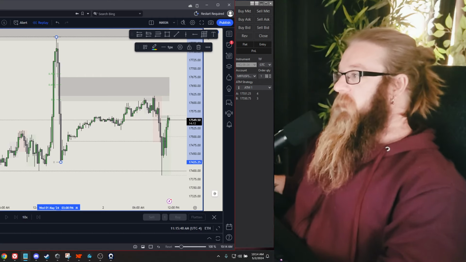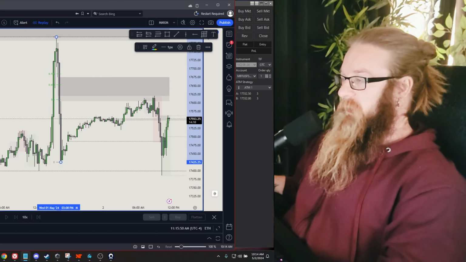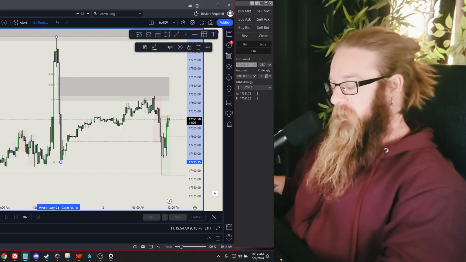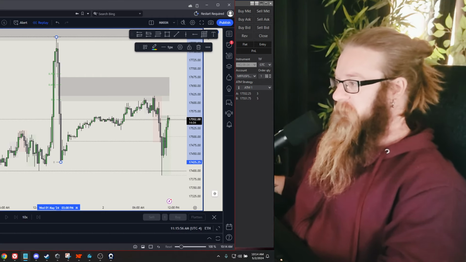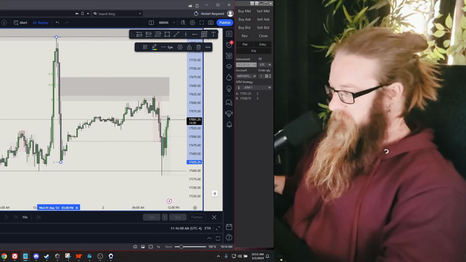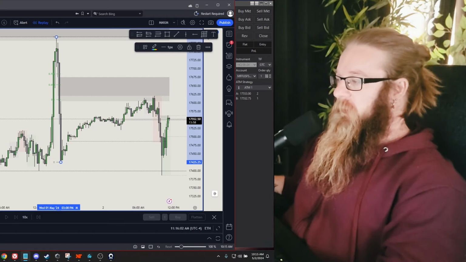So my worst case scenario is it does leave that gap for a while. Say we trade bearish for most of May, and then June and July get bullish again. We'll come back up there and fill it. It could be that kind of thing.